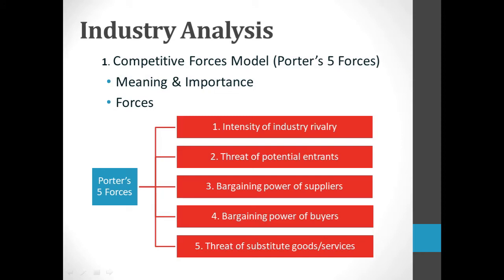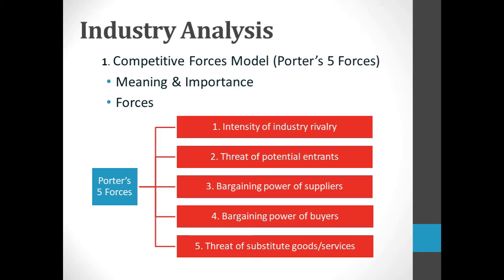Threat of substitute goods and services means there will be substitutes for goods and services, because firms are unable to charge higher prices. Substitutes come in two forms: products with the same function but lesser price, and products at the same price but better quality. These are the two forms of substitute goods and services.